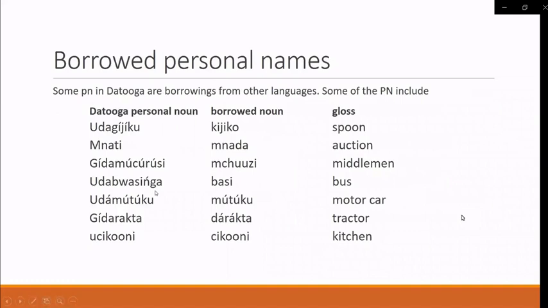Borrowed personal names, we have borrowed mostly from Swahili and English. So we have Udagijiko from Kijiko, a spoon in Swahili, Mnati from Nada, auction, Gida Mchurusi from Chuuzi, a middleman. We have like Mutuku, Uda Mutuku from a motorcar, Darakta from tractor, we have Gidarakta. So they are personal names from borrowing. And these names we shall see also vary, which one should be given to a lady and which one should be given to a male newborn.